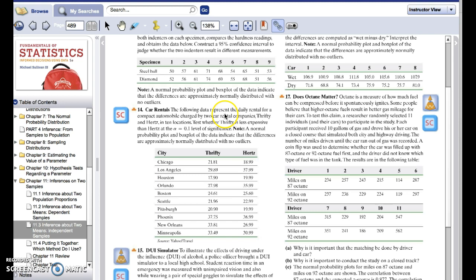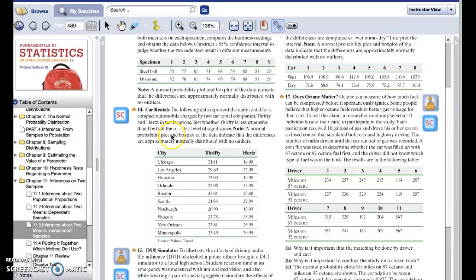They tell us the following data represent the daily rental for a compact automobile charged by two car rental companies, Thrifty and Hertz, in 10 locations. Test whether Thrifty is less expensive than Hertz at the alpha equals 0.1, or we could say 0.10 level of significance. So just be careful that you don't write this down as 0.01. Here, it's less common to see that 0.10, but we can still see it.